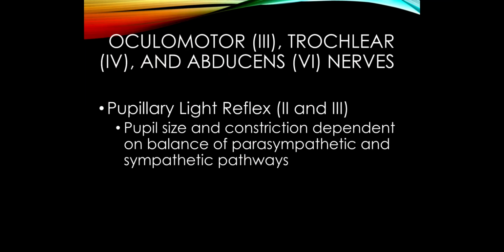All right, now let's talk about cranial nerves 3, 6, and 4. And these are the ones that are involved in eye movements. Okay, and the third nerve is also involved in pupillary constriction. So first we'll talk about the pupillary light reflex, which is actually a reflex that involves cranial nerves 2 and 3. Okay, and so the size of the pupil is dependent on a balance between the sympathetic and parasympathetic innervation of the pupil.